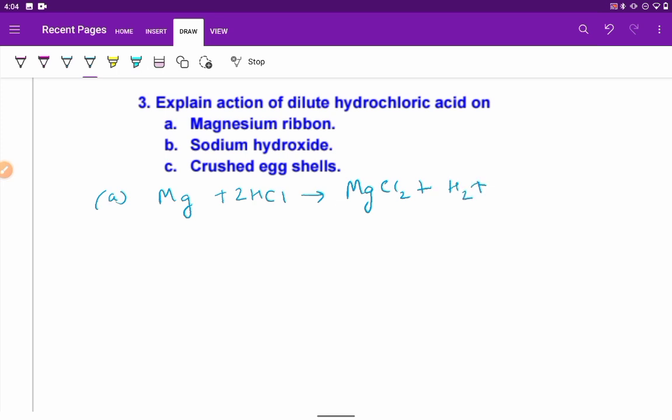Now see, on the product side, there are 2 atoms of chlorine and 2 atoms of hydrogen. So to balance the chemical equation, we write 2 before HCl, so that the total number of atoms for each element is the same on both sides, reactant side as well as product side. So it is Mg plus 2HCl gives MgCl2 plus H2. Hydrogen gas is produced.